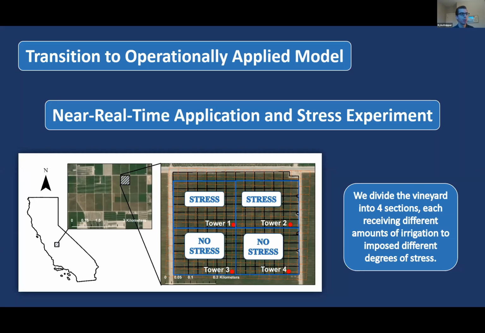So we were able to block the vineyard into 4 different sections, which you can see there, and impose different stress levels over those blocks. We stressed the northern half of the block and did not stress the southern half of the block. When I say stress, I simply mean that we withheld irrigation during the early growing season until those stressors could be seen in the satellite information. And once that stress was seen, then we commenced irrigation. No stress simply means irrigating as business as usual.